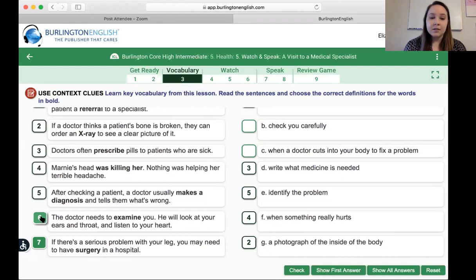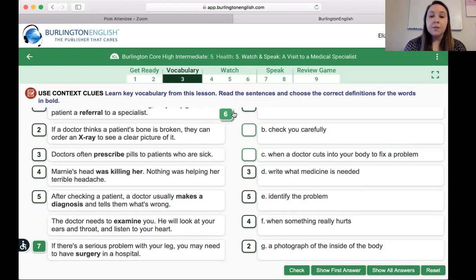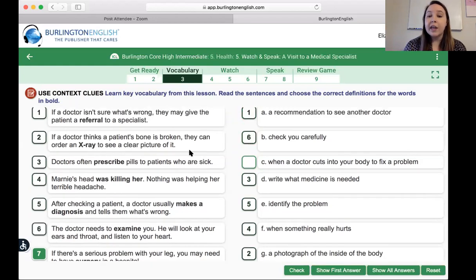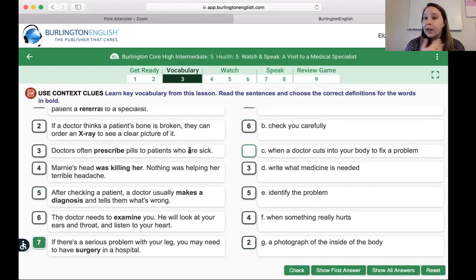Number 6, doctor needs to examine you. Means he is going to check you carefully. Going to look at the problem and check very carefully. And number 7, you may need to have surgery, is C, when a doctor has to cut into you to fix the problem.